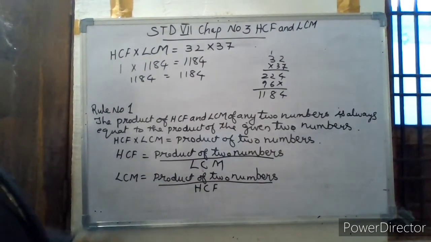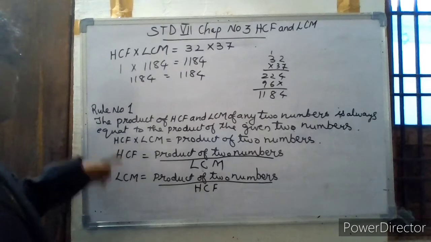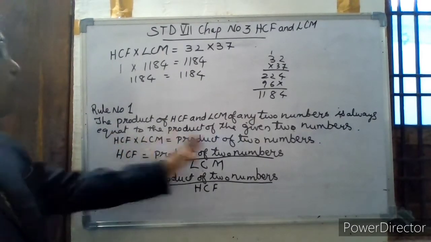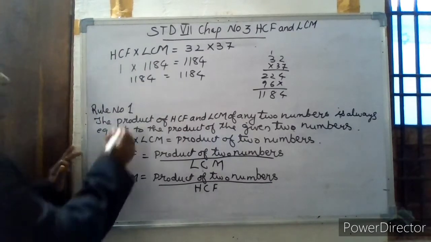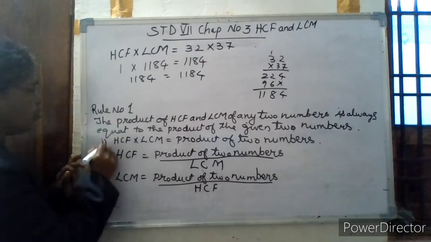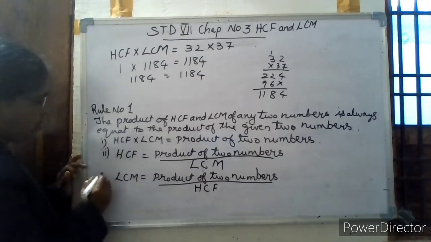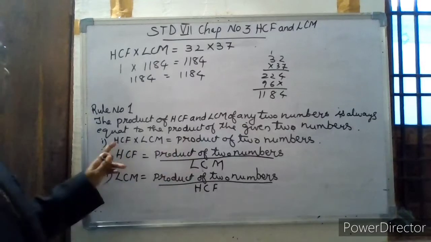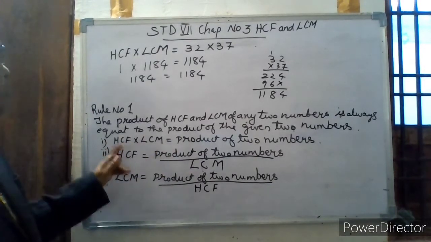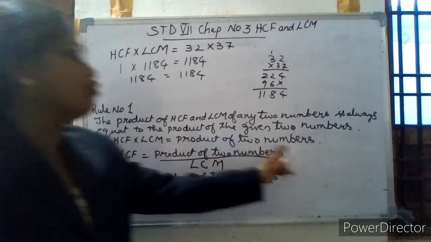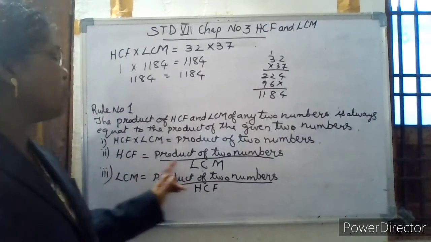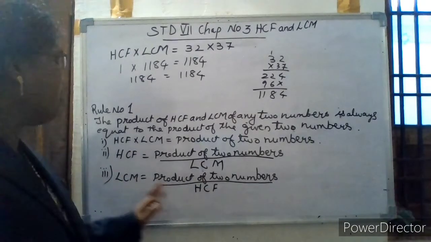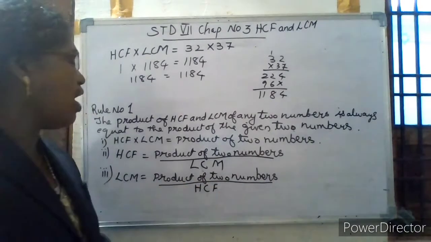So from this rule you get one formula, HCF into LCM is equal to product of two numbers. This is the second, and this is the third formula. Three formulas. You have to learn these three formulas. So HCF into LCM is equal to product of two numbers. Then HCF is equal to product of two numbers divided by LCM, and LCM is equal to product of two numbers divided by HCF.